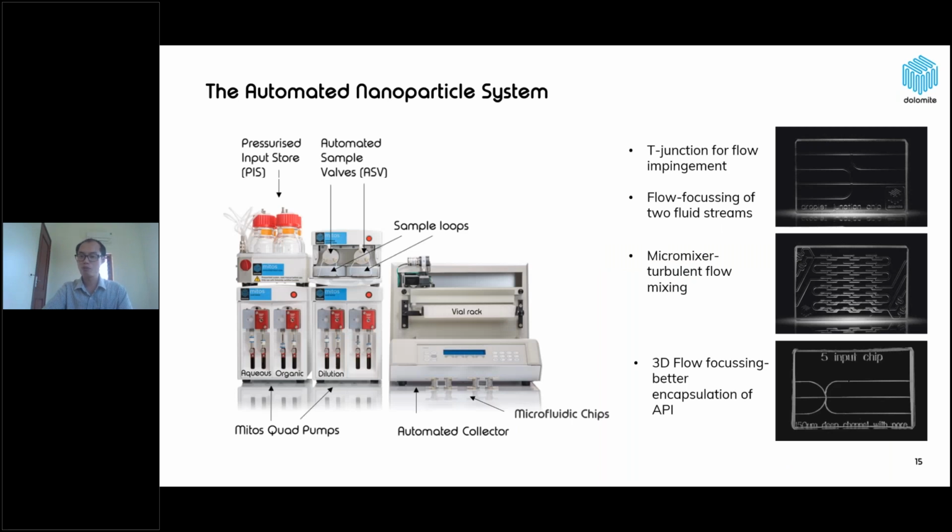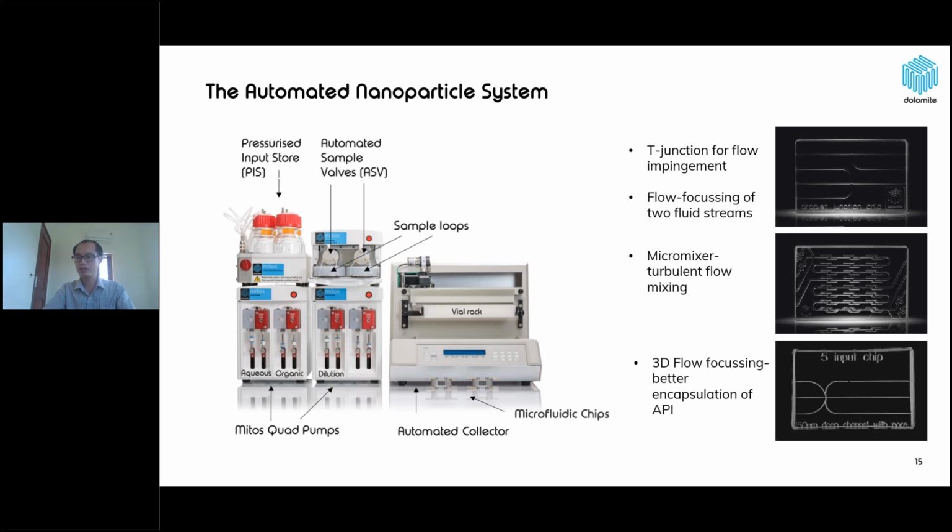So the ultimate nanoparticle system is able to effectively compress the stream of API against the center filament of the lipid solution. So when using the hydrodynamic flow focusing method to make the liposome or lipid nanoparticles, it's the interface between the central lipid stream and the surrounding aqueous fluid, where the lipid molecules begin to self-assemble and eventually form the liposome.